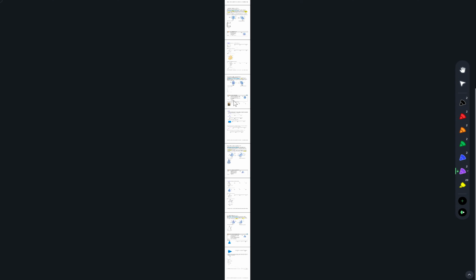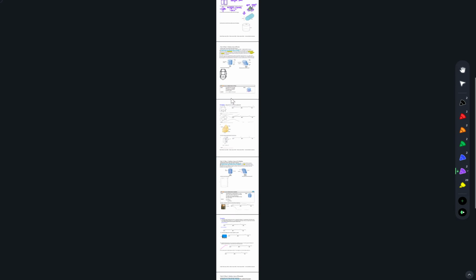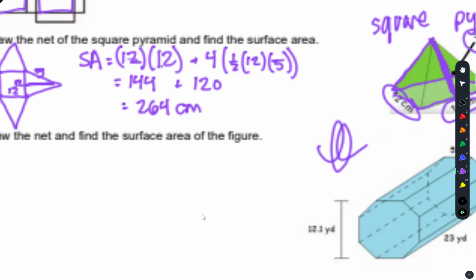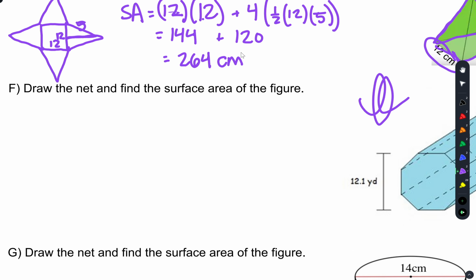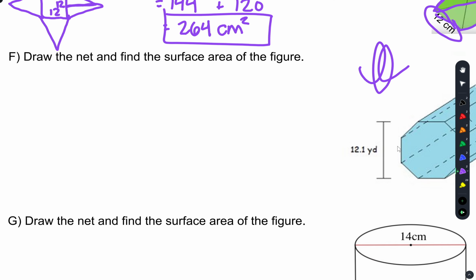Centimeters squared. It's the same as regular area. Oh my goodness. There we go. Okay. Let's keep moving.